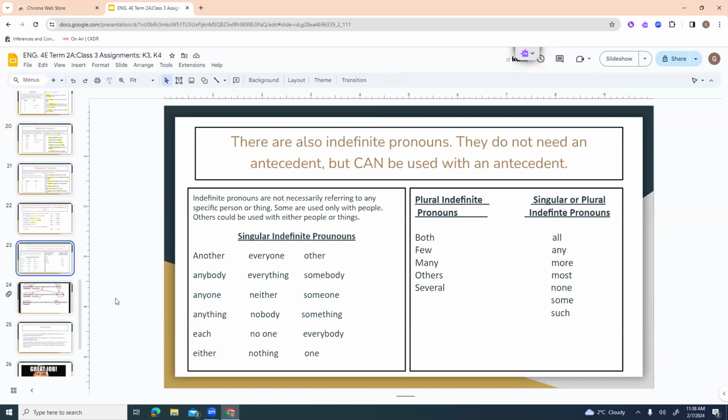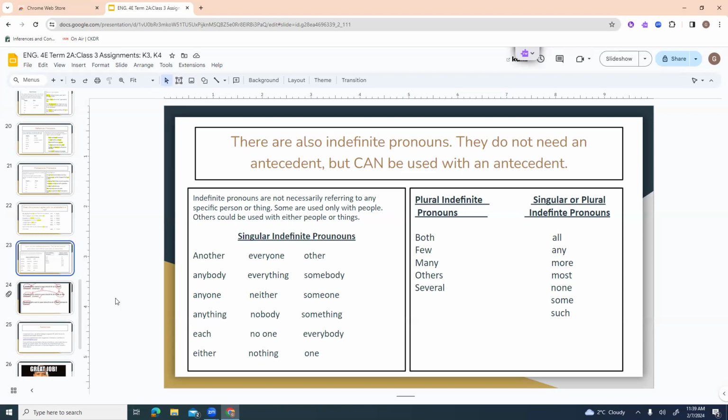Now, these are indefinite pronouns. You're not going to use these for your sentences, but I wanted you to know that they exist because they will show up in sentences, and also because I want you to know don't use these for this particular assignment because they don't really work for our assignment. They don't have to have an antecedent, and that's the reason why. Now, they can be used with an antecedent. Indefinite pronouns are not necessarily referring to any specific person or thing. Some are only used with people, and others could be used with either people or things.